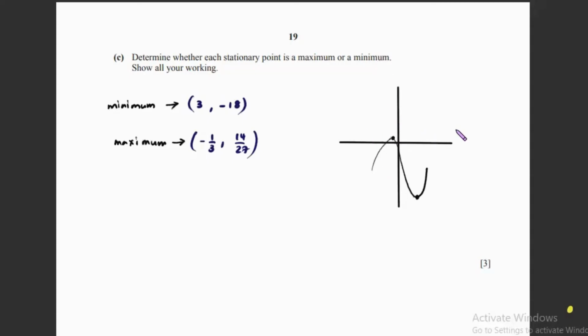For this sketch, we will get a mark, and for mentioning which one is the maximum and the minimum, we will get a mark. Or else we can describe this in words. We can explain it in words. Even that should work. That will not be a problem.